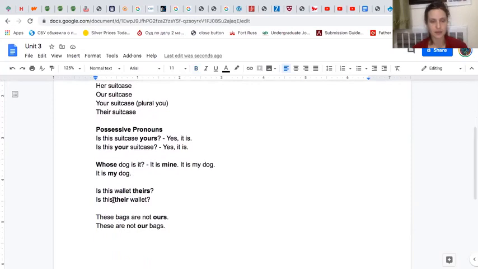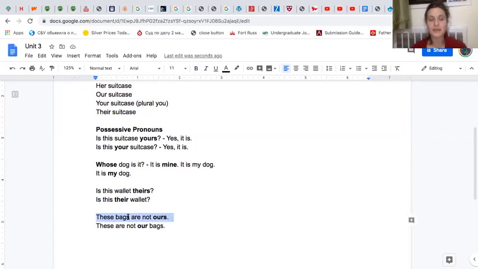Okay, another example. Is this wallet theirs? You see, I'm using here possessive pronoun because after theirs, there is no noun. But if I ask this way, is this their wallet? I have to use their instead of theirs because it is followed by the noun wallet.